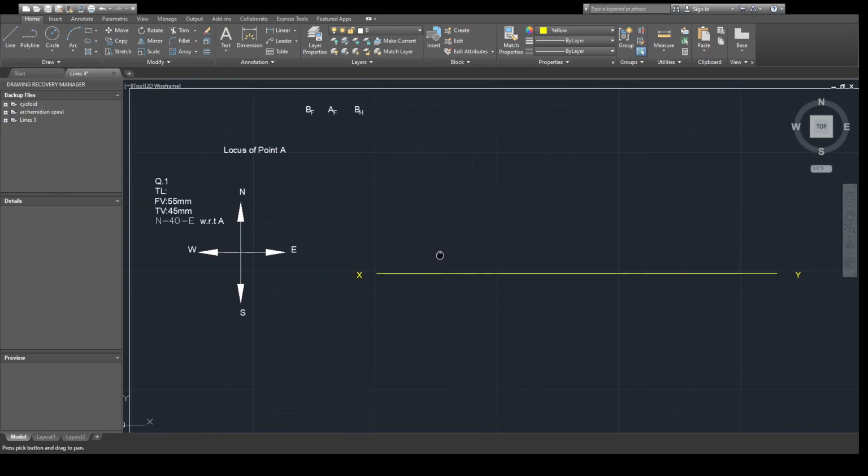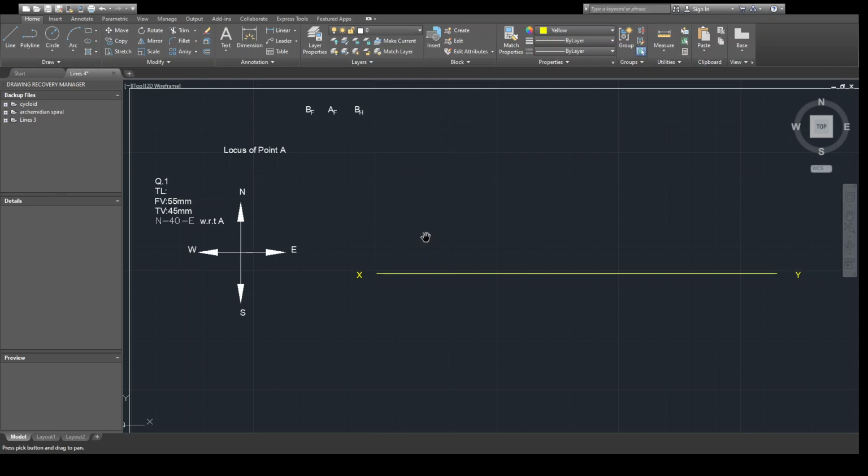In the series of sessions on projection of lines, today we will solve one more problem, obviously by the concept of bearing. You need to practice more problems, then only will you understand exactly how to deal with bearing types of problems.